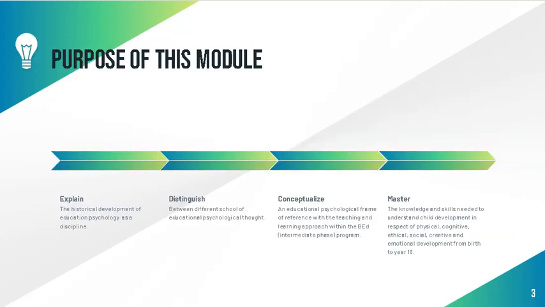So the purpose, which is related to the aims, the purpose of this module is to explain the historical development of educational psychology, distinguish between the various schools of thought, conceptualize an educational psychological framework, and this is in reference to the teaching and learning within the B.Ed program, and of course, really within any type of schooling or learning situation.